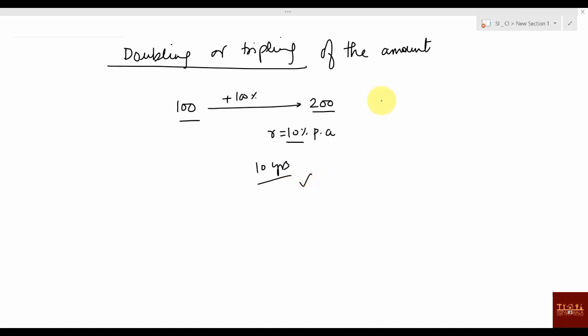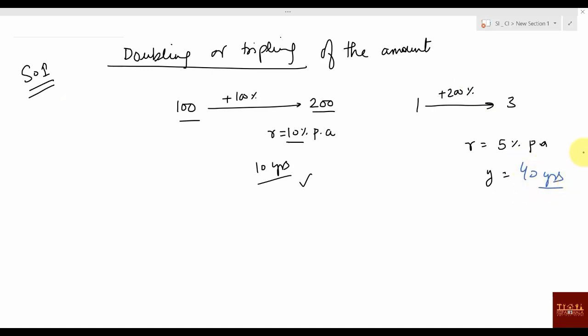Right? Another case could be something like an amount is becoming 3 times. Right? So how much increment? 200%. Rate of interest is 5% per annum. So how many years will it take? Again I'm telling you, this is simple interest, not compound interest. Okay. So how much time will it take? 5% per annum. 200% you need, means you need how many years? 40 years to get 200%.